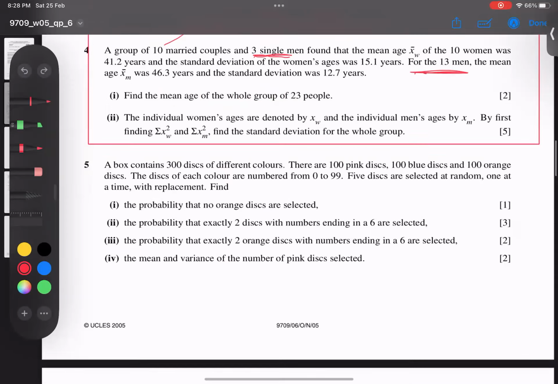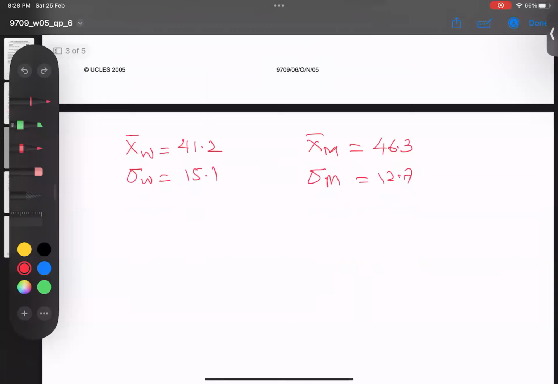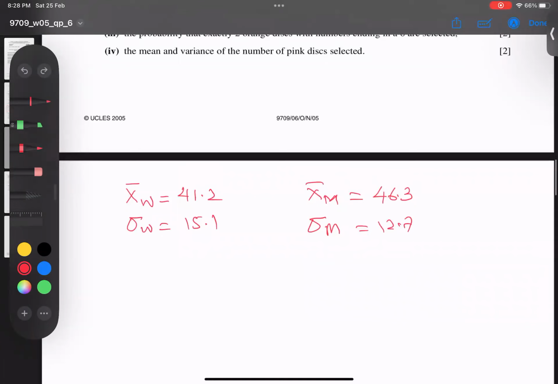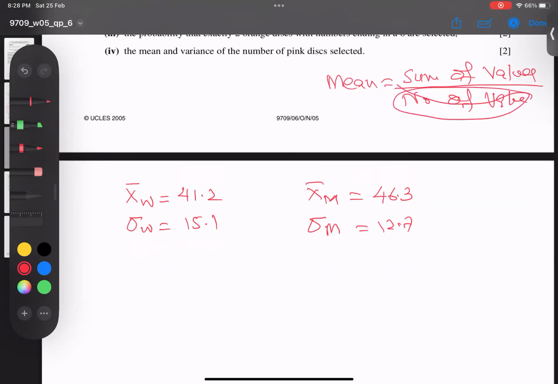So the best technique, if you recall: normally we use the mean formula, which is the sum of the values divided by the number of values. If I multiply the number of values with the mean, I get the formula: sum of the values equals mean times number of values. This formula is very, very important.